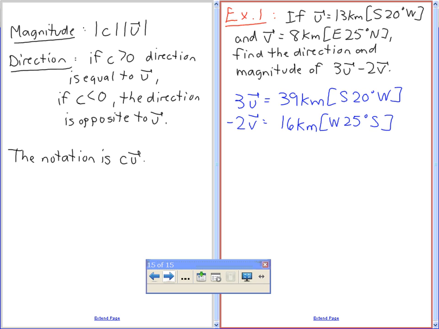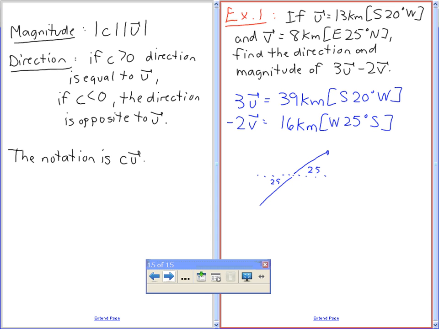Does that make sense, what just happened there? Why are the south and west changed? Let's just draw the vector. East 25 degrees north is this, right? The negative is going to be in the opposite direction. That's really just what happened there.